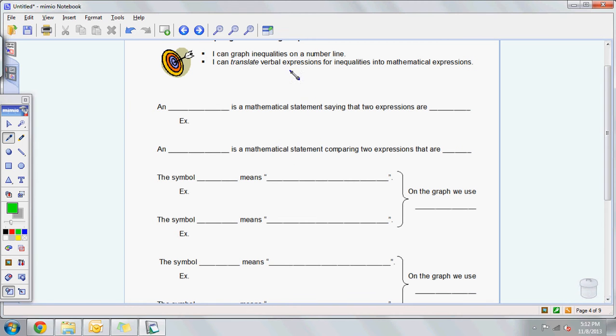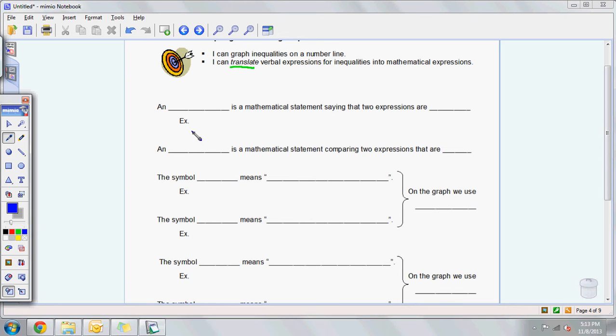So we're going to get some vocab, and then we're going to learn how to graph inequalities on a number line, which you already know how to do, but just a refresher there. And then we're going to practice how to translate a verbal phrase into a mathematical phrase for inequalities. Okay, so let's jump into it.